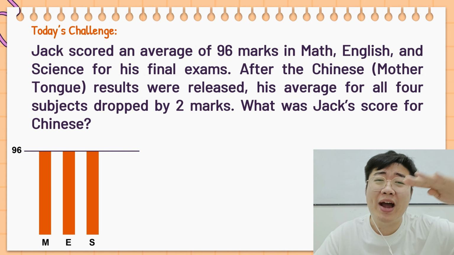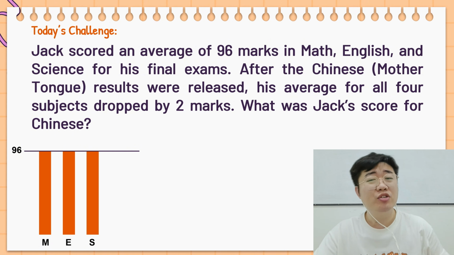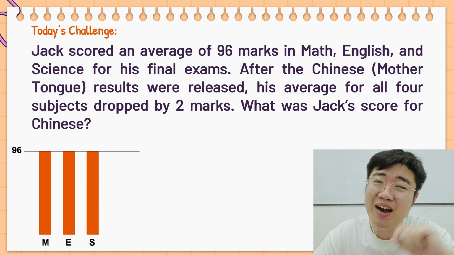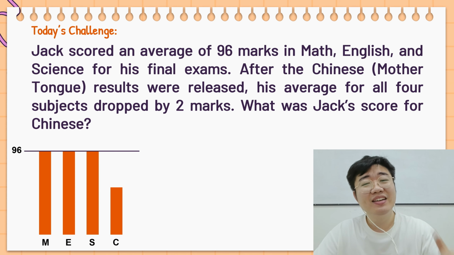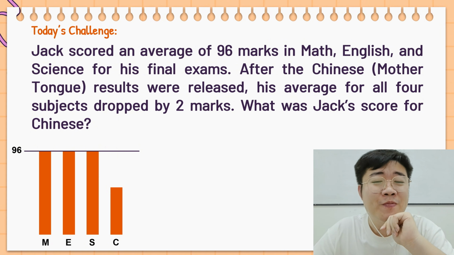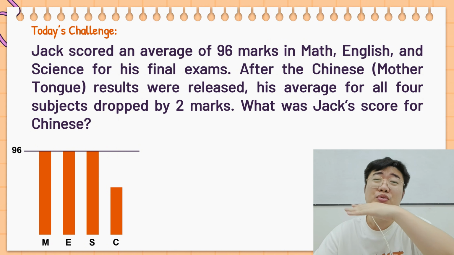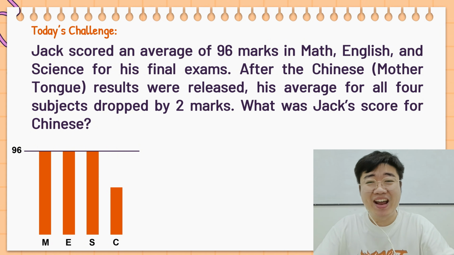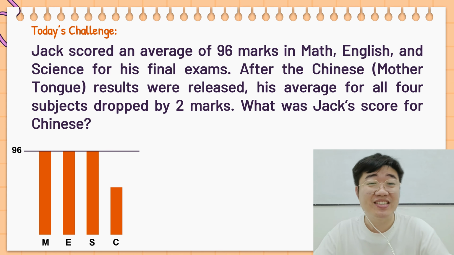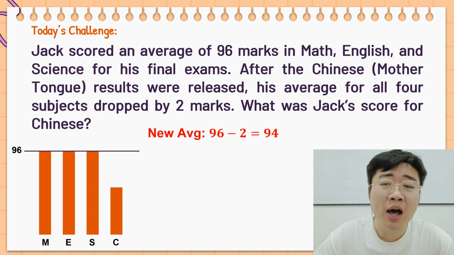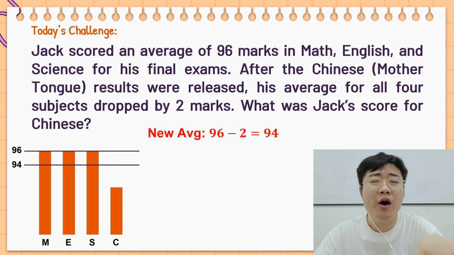This is why the average has dropped by 2 marks. So let's draw a shorter bar for Chinese language. Now the next thing we can think, the average has dropped by 2. What's the new average? Very good. The new average is 96 minus 2. So now the average is 94.